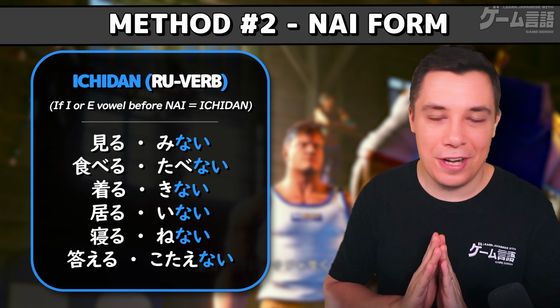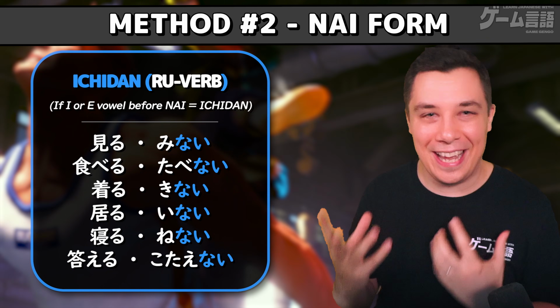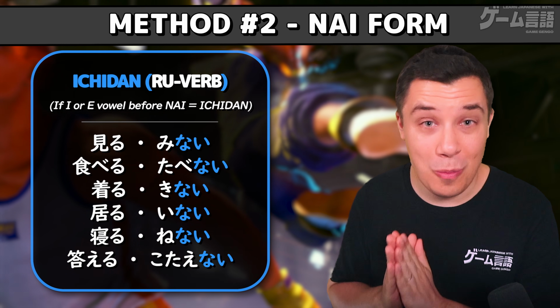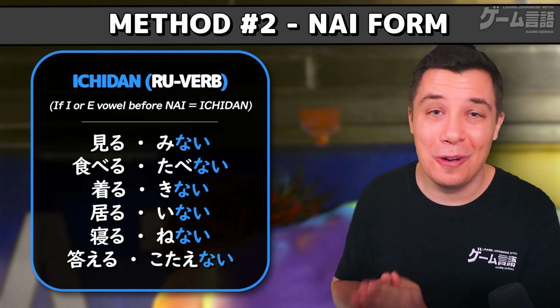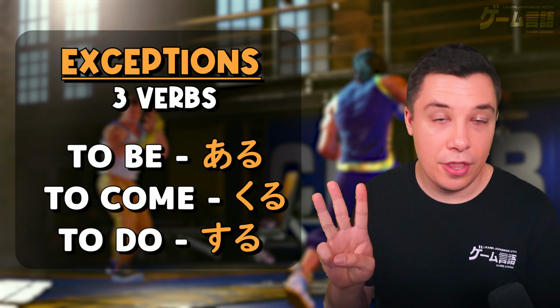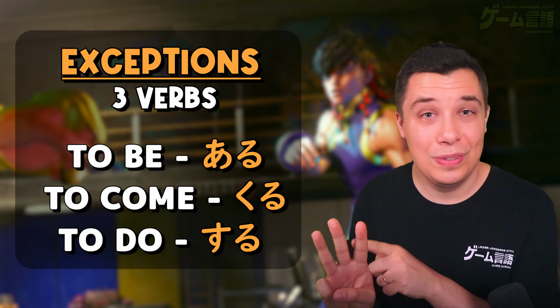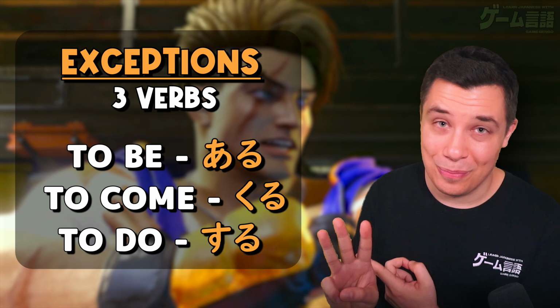You don't need to remember any crazy rules, you don't have to remember any crazy exceptions, you don't have to freak out about which one's which. Without question, by looking at the negative form of a verb, you will always be able to tell, except of course just 3 exceptions, which is aru to exist, kuru to come, and suru to do. That's it.